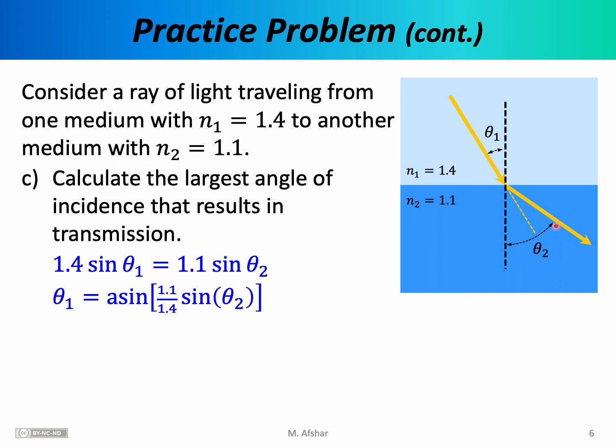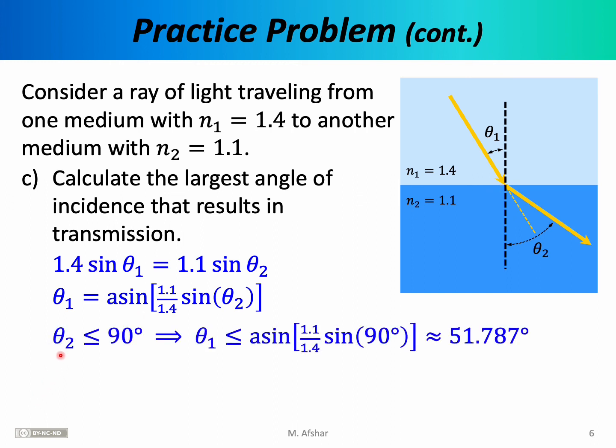Now note that theta 2 can range from 0 degrees to 90 degrees. The maximum value that theta 2 could possibly have is 90 degrees. If theta 2 is greater than 90 degrees, remember that that angle is measured relative to the normal, then we basically have no transmission. We have the entire energy being reflected. So we can now say that theta 2 must be less than or equal to 90 degrees if we want to have some transmission.